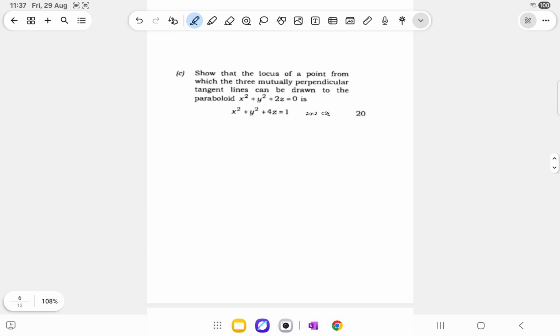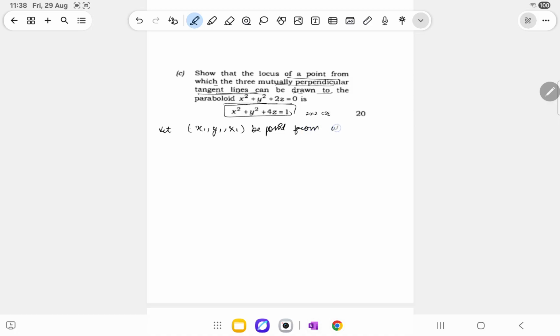So let's move on to the next question. The next question says that show that the locus of a point from which three mutually perpendicular tangent lines can be drawn to this paraboloid is this. So we have an arbitrary point, let x1, y1, z1 be the point from which three mutually perpendicular tangent lines can be drawn to this paraboloid.